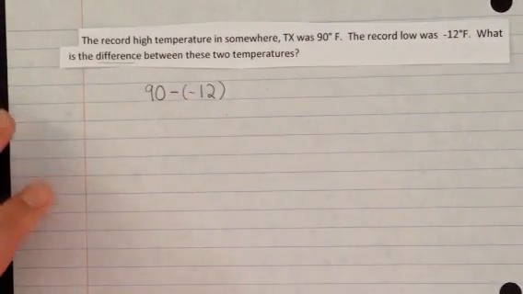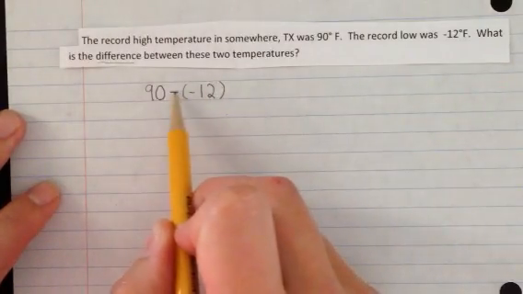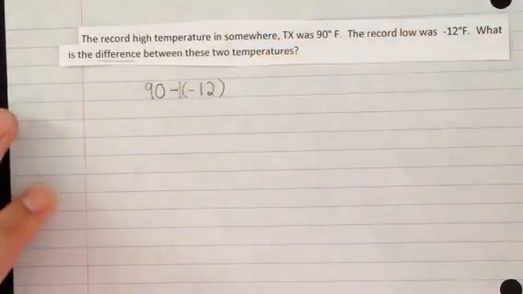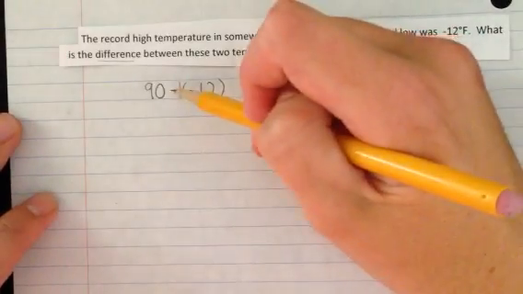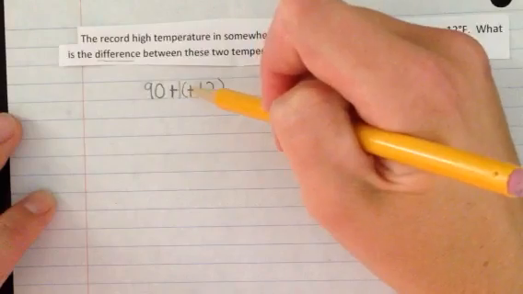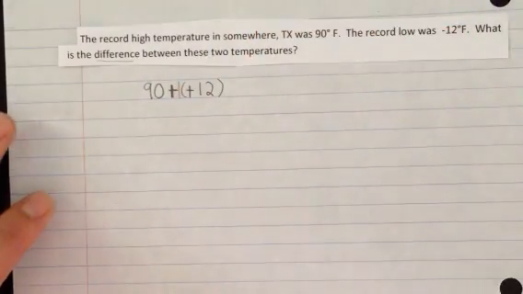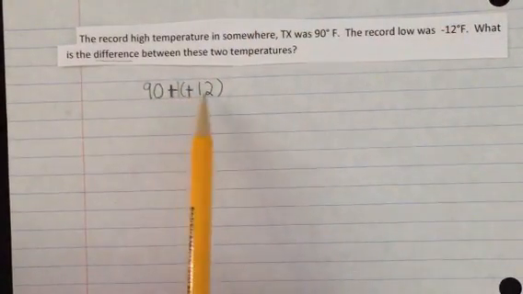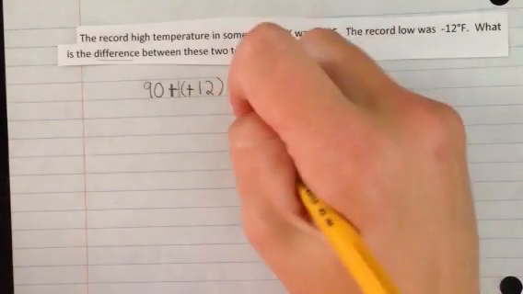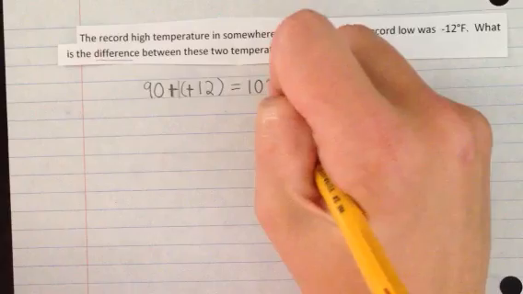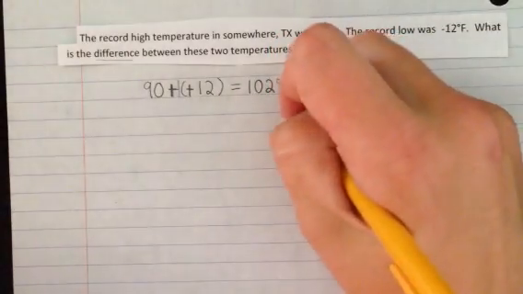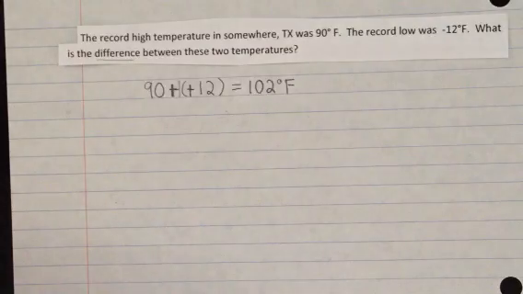Now I want you to recall that parentheses here means I'm multiplying this implied negative 1 times negative 12. So remember, a negative times a negative, those are going to go cross through, and that's going to become a positive. So it's almost like saying 90 plus 12. So 90 plus 12 is going to give us 102. So the difference between those two temperatures is 102 degrees Fahrenheit.